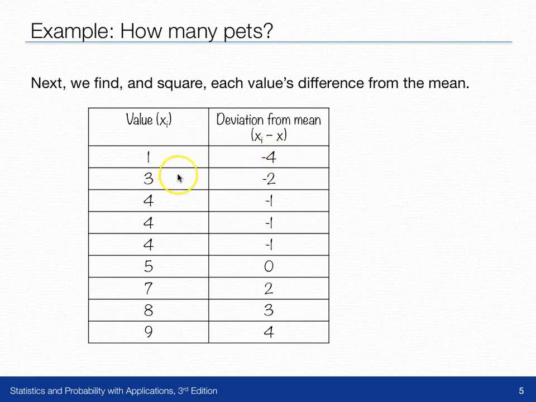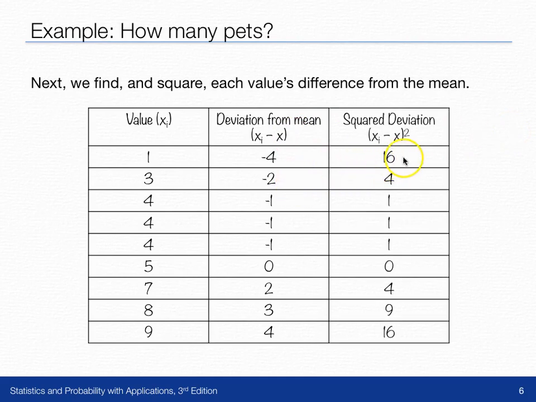-4 for 1. 3 is -2, it's 2 below 5. These are all 1 below 5. This one is not any different from 5, and then these 3 are above 5. And then we're going to take those differences from the mean, those deviations, and square them. So the -4 becomes 16, the -2 becomes 4 when squared, all of these become 1s, and so on and so on. Then we're going to add those squared deviations to obtain 52.